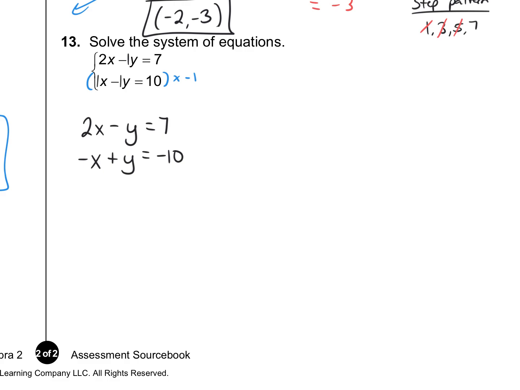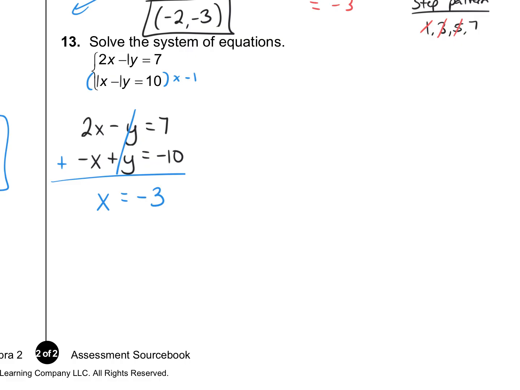Okay, also change those. So what's my next step here? Add them all. Yep, I'm going to add them together. 2x plus a -x is x. What happens to the y's? They cancel. What's 7 plus a -10? -3. Now, if you didn't get anything to cancel in this step, can you move on? No, you got to go back and see what you can change.